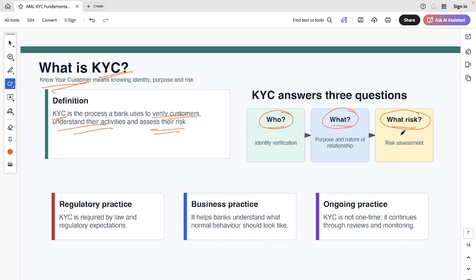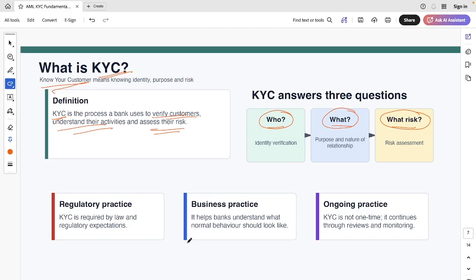So what risk does this customer bring? Are they politically exposed? Are they from a high risk country? Is the business cash intensive? Is the ownership structure complex? So KYC helps the bank define what normal behavior should look like for the customer.